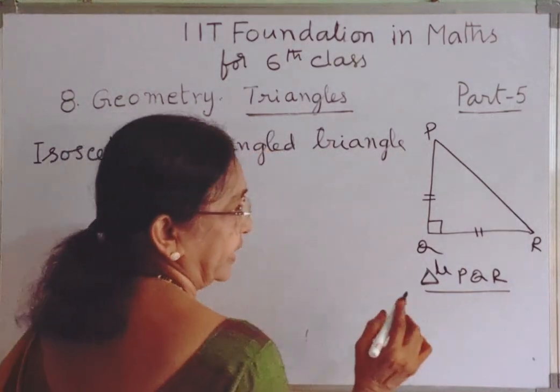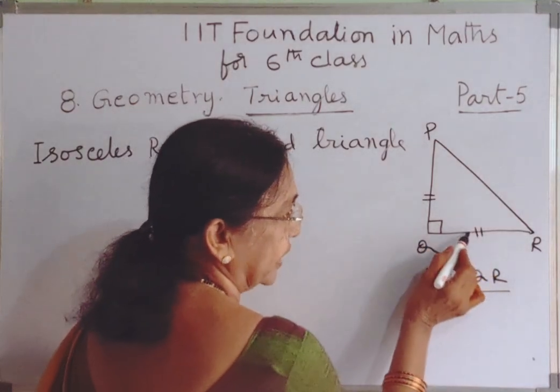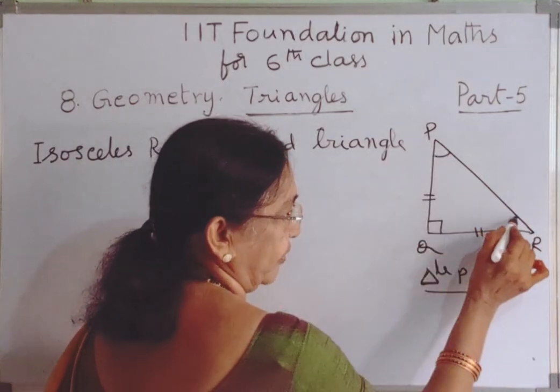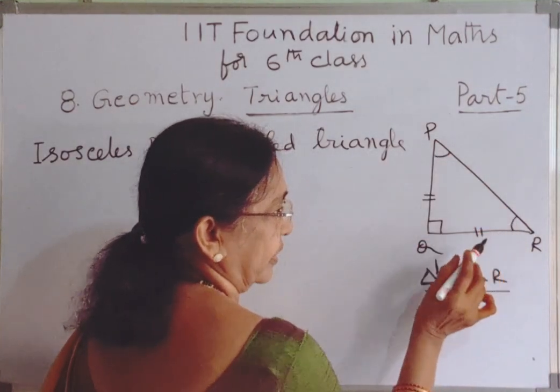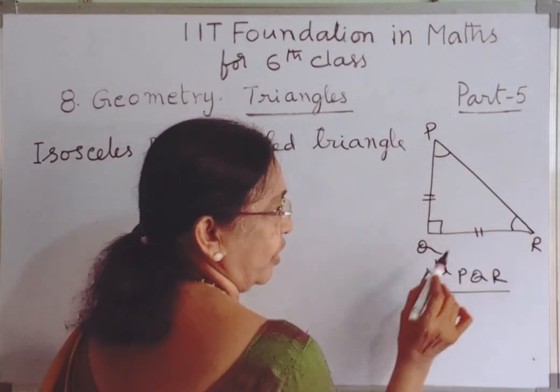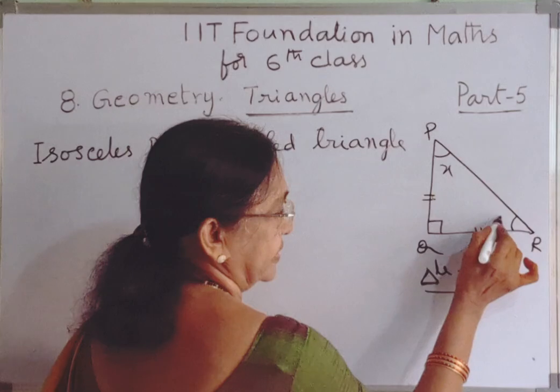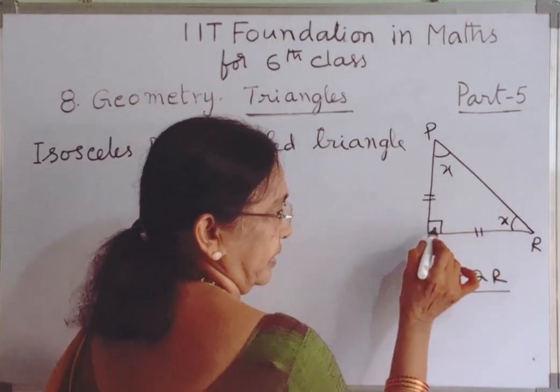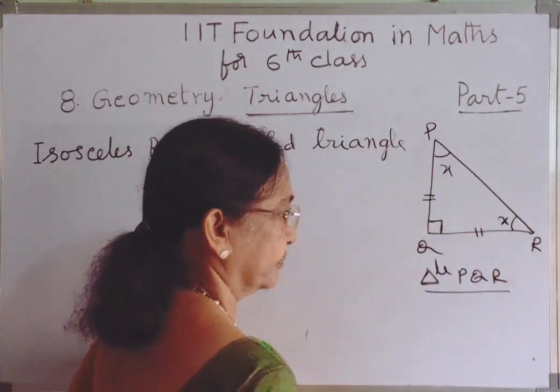So here the angles opposite to the equal sides are also equal. These two angles are equal. Angles opposite to the equal sides are equal, so if this is x, this is also x, and this is the right angle.